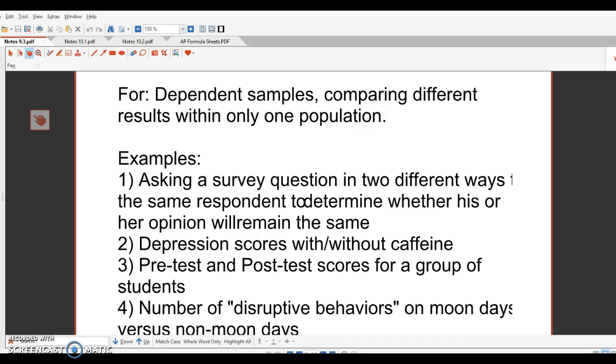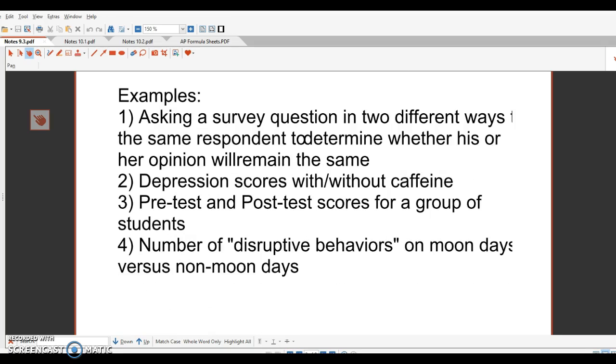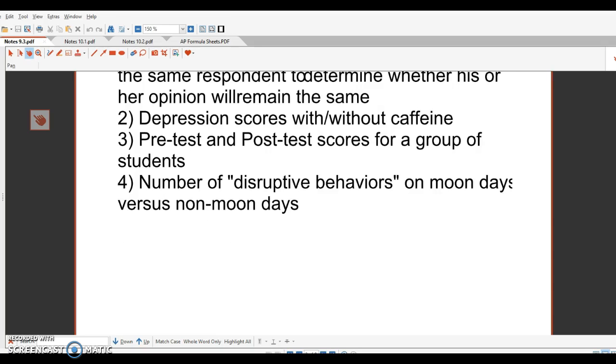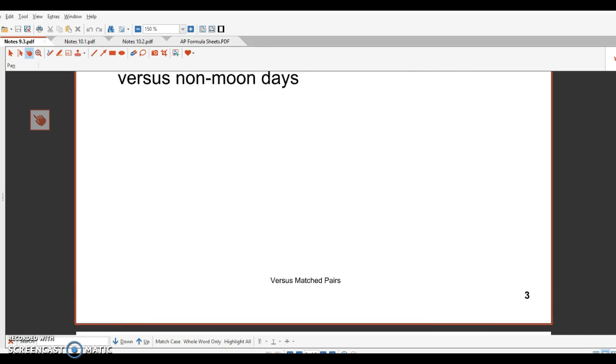So either matched two people who are very similar in terms of history of depression together, or do the same people just one day with, one day without caffeine, and measure how their moods would add up on the depression analysis. Okay, pre-test and post-test scores for a group of students. So the same students were tested before and after a lesson of some kind to see how the lesson impacted their understanding of the material. Another example our book gives is number of disruptive behaviors on moon days, meaning where there was a full moon or nearly full moon out versus on non-moon days.